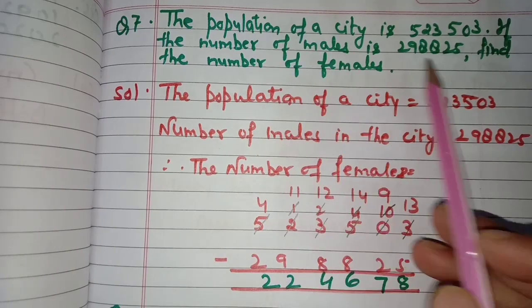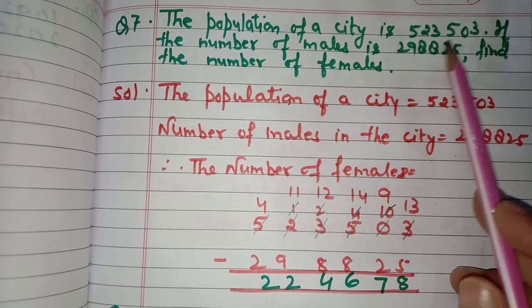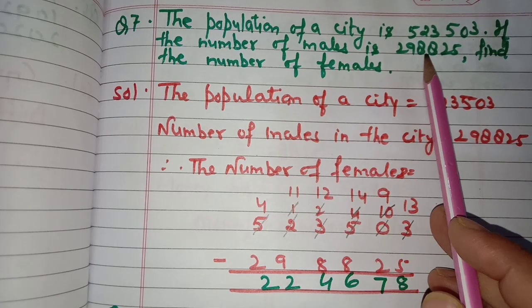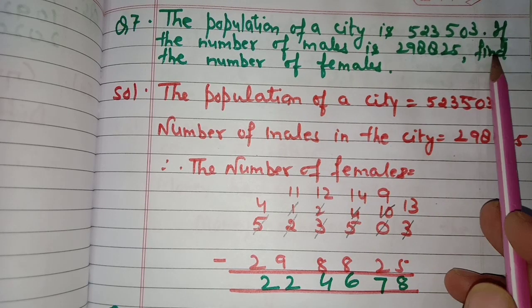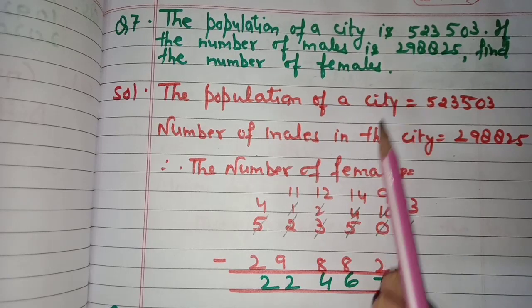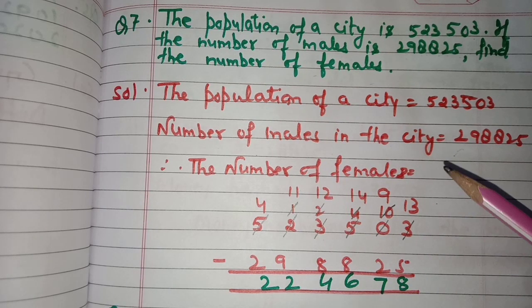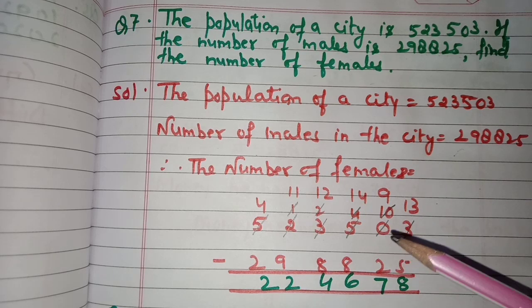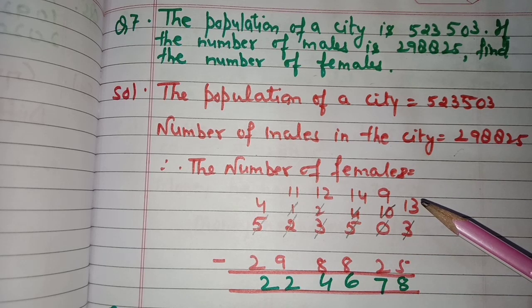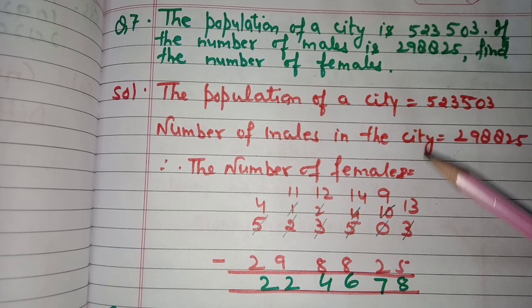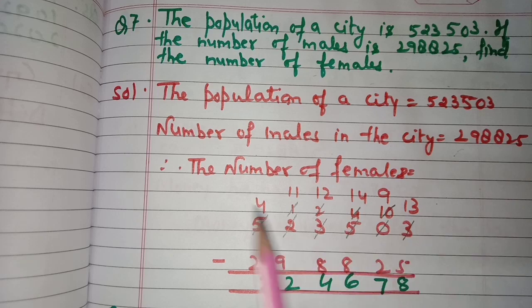Now question number 7. The population of a city is 5,23,503. If the number of males is 2,98,825, find the number of females. Now here in this question, the population of a city is given. The number of males is given and we need to find the number of females. So it's very simple. We have to subtract the number of males from the total population to know the number of females. So let's do it.